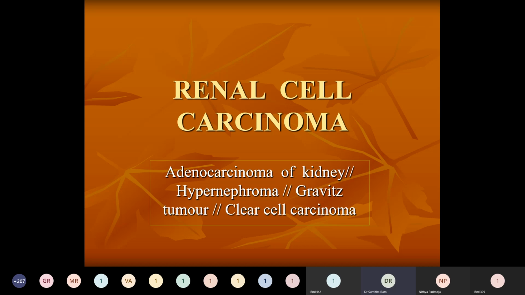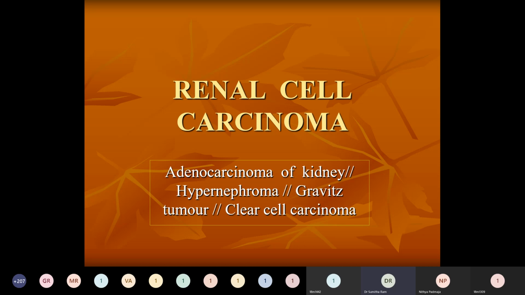They're called hypernephroma because the adrenal glands are situated adjacent to the kidneys, and these tumors morphologically resemble the adrenal cortex cells. They have large cells with distinct cell borders and clear cytoplasm. They're also called Grawitz's tumor, based on the person who first identified it. And lastly, they are also called clear cell carcinoma because of the appearance of the cells.